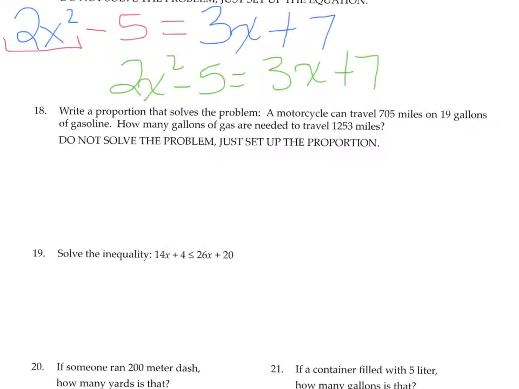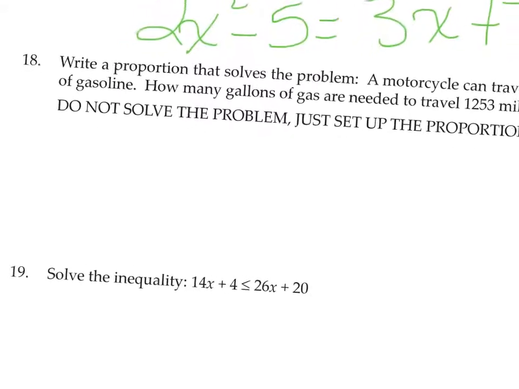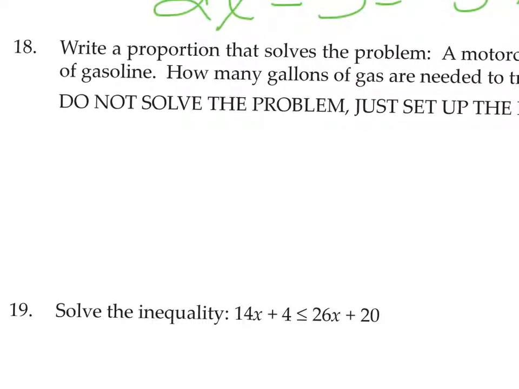We have a proportion question on number 18. Write a proportion that solves this problem. A motorcycle can travel 705 miles on 19 gallons of gas. How many gallons of gas are needed to travel 1,253 miles? So remember, when we're writing a proportion, it's all about comparing two different things. So start with the equal bars. We're comparing miles with gallons, and set up the same thing on both sides.